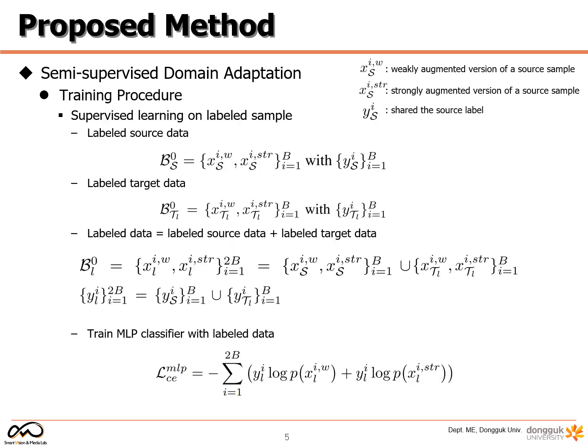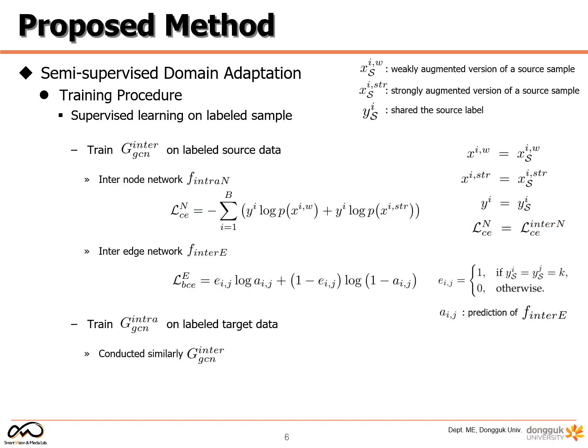And then I divide the training process into three stages. The first stage is training of the supervised learning. I train the MLP classifier on both labeled source and target data. And then I train the inter-ZCN classifier on the labeled source data. The node network is trained using cross entropy loss, and the edge network is trained using binary cross entropy loss. The supervised learning process of the intra-ZCN classifier is conducted similarly to the inter-ZCN classifier on the labeled target data.